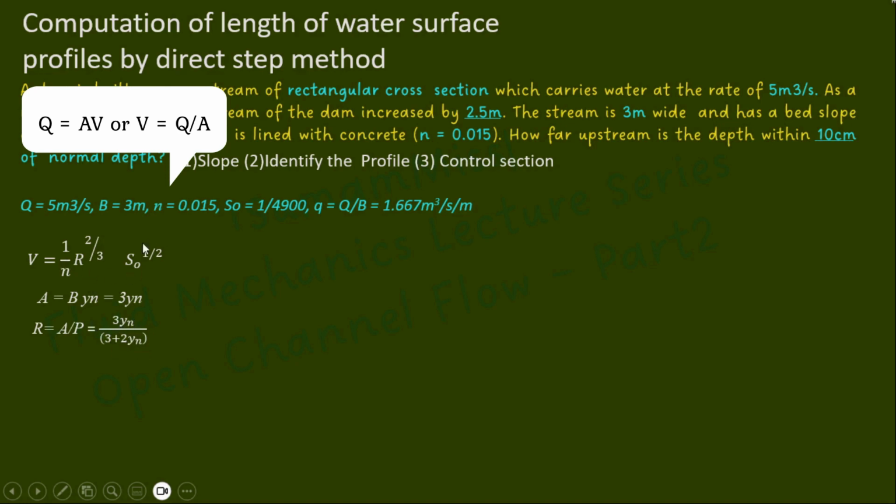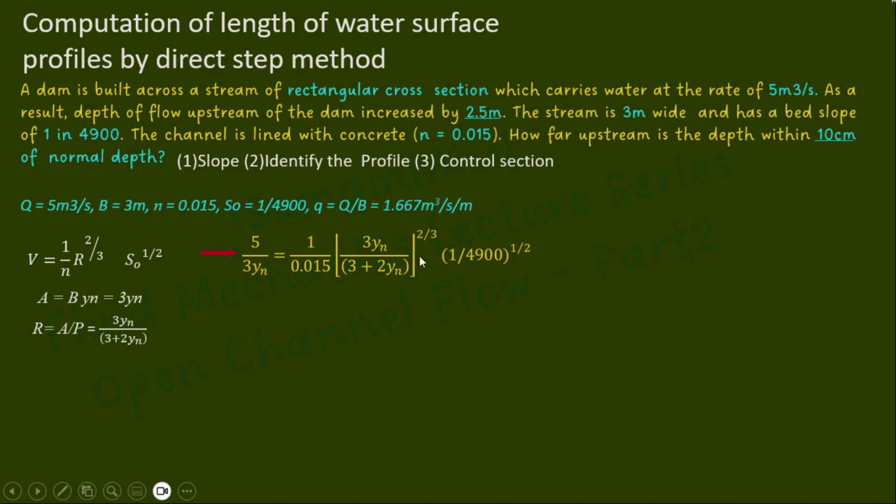Now by substituting the equation V equal to Q by A, where Q is given as 5, Q divided by area is equal to velocity, which is equal to 1 by n into R raised to 2/3 into S naught raised to half. By solving this equation by trial and error, yn is obtained as 1.95 meter.